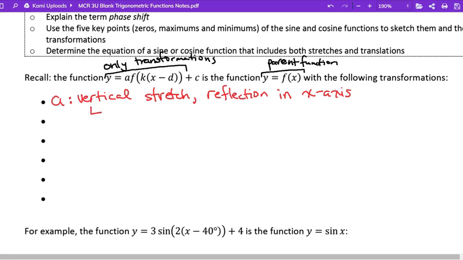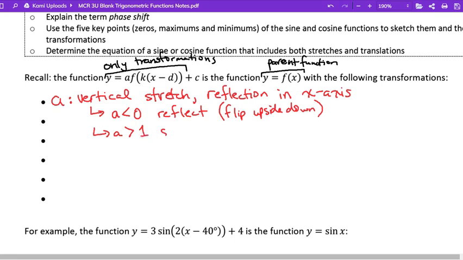Let's make a note that if a is less than 0, so if a is negative, we reflect. If you want to write flip upside down, fine. If a is greater than 1, it's a stretch. If a is between -1 and +1, so it's a decimal, it's a vertical compression.